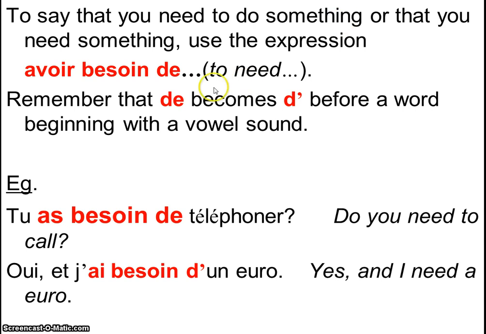You notice here that téléphoner starts with a consonant, so it's gonna be de, and here un euro starts with a vowel, so it's the apostrophe. Okay, so once again, let me recall the present tense of the verb avoir: j'ai, tu as, il a, nous avons, vous avez, and ils ont. For example, if I want to say we need to call, you're gonna say nous avons besoin de téléphoner. What about they need 1 euro? You're gonna say ils ont besoin d'un euro.